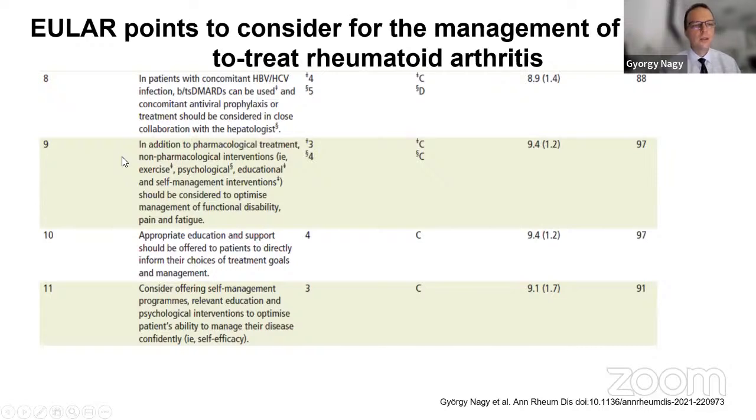And the ninth point says that in addition to pharmacological treatment, which was detailed so far, non-pharmacological interventions such as exercise, psychological education, and self-management options should also be considered. And it is similar. The next point further emphasizes the appropriate education and support, which should be offered to the patient if the patient has difficult to treat rheumatoid arthritis, as well as the last point, which further emphasizes the importance of offering self-management programs, relevant education, and psychological interventions as well, if it's needed, to optimize patients' ability to manage the disease confidently.